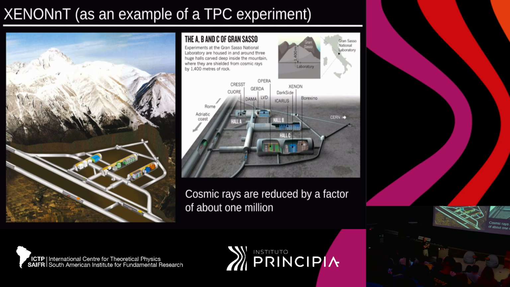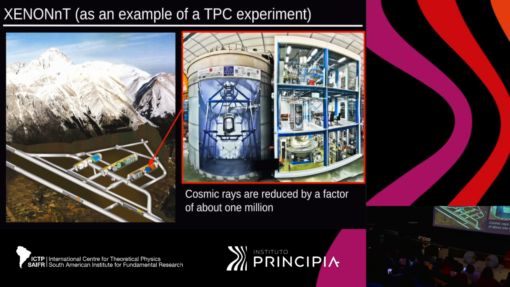So the XENONnT detector is in Gran Sasso, that is in a mountain. It has 3 big halls, and XENON is located there. So you start with that. Then after that, you place your detector inside a big shield, and we are going to discuss this. And look at the scale of this thing. It's huge, okay? This is like a building size experiment. This here has 3 levels with offices and machines for purifying the xenon and keeping these things running. So this thing is huge, okay?